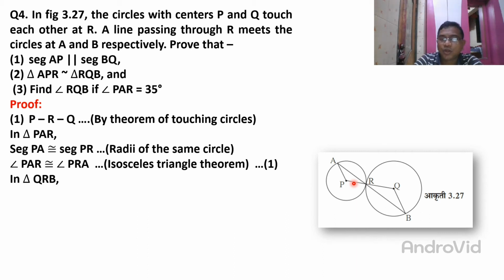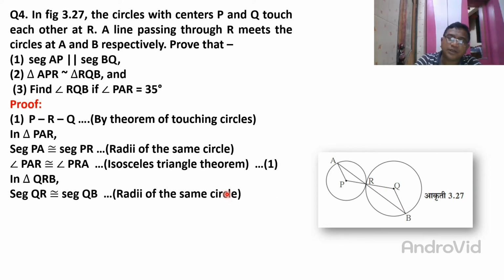Then there is another triangle. See in this circle, triangle QRB. In this triangle QRB, Q is the center of the circle, QR is a radius of the circle, and QB is also a radius of the circle. So QR and QB are radii of the same circle, and radii of the same circle are congruent. So QR is congruent to QB. Here we write segment QR congruent with segment QB.